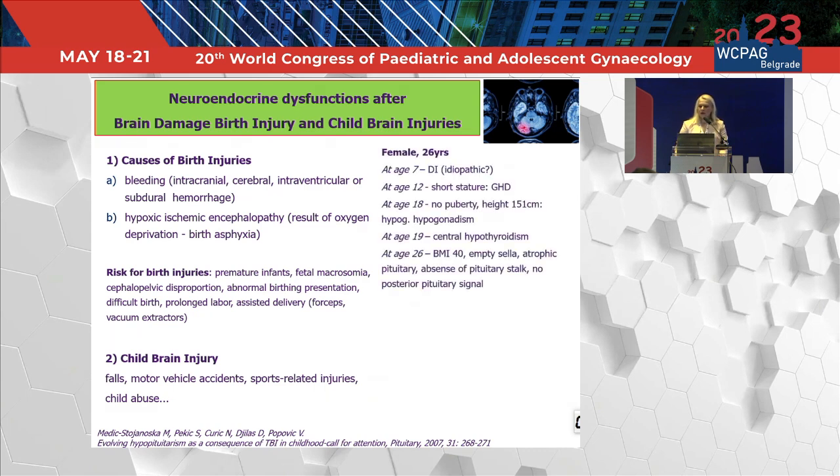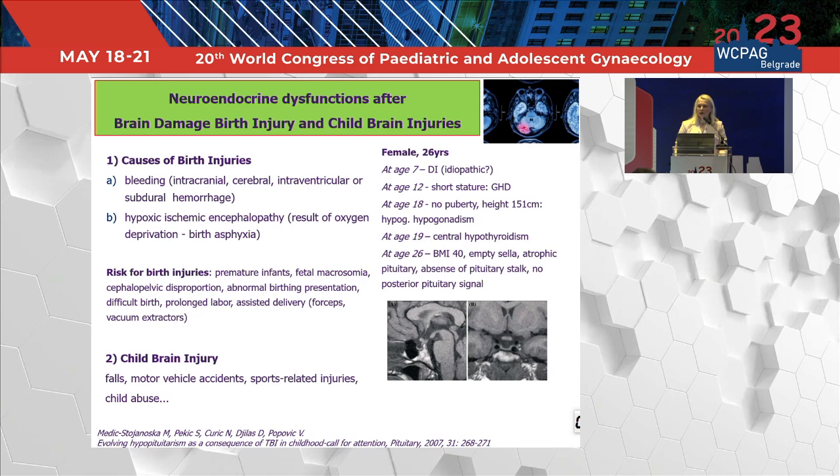And this is our patient from Novi Sad, a female who presented to an adult endocrinologist at the age of 26, but we learned from our pediatrician colleagues that she started her neuroendocrine dysfunction at age 7 with diabetes insipidus. And her hypopituitarism evolved with time. So these patients must be regularly followed lifelong. Finally, at the age of 26, she had a magnetic resonance, and there was an empty sella, no pituitary gland and no pituitary stalk.